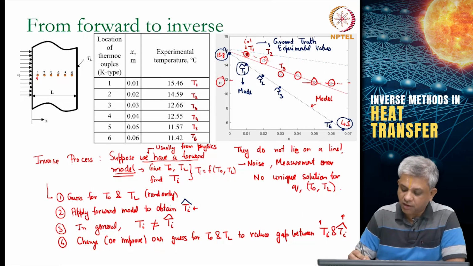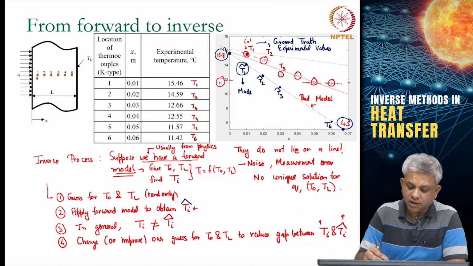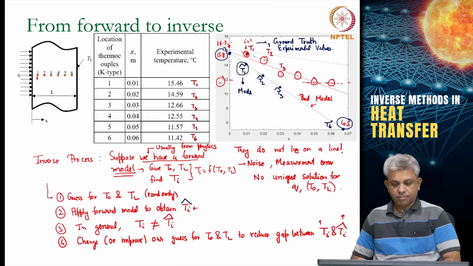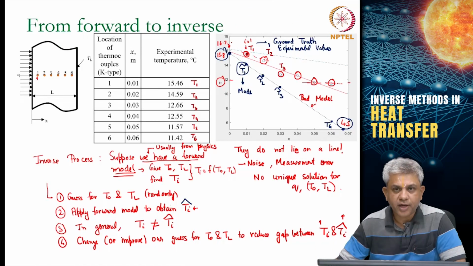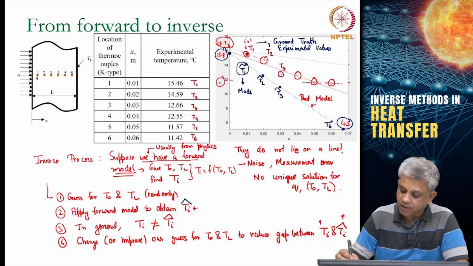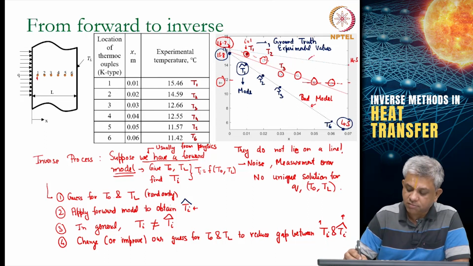So, let us say this was a bad model and you made a new guess. You said, okay, I am going to guess T0 is 16.2 and TL is something like 14.5. Suppose you make that guess, you land up here. So, this is the newer guess. It started here, it ended up here, you still have a gap.